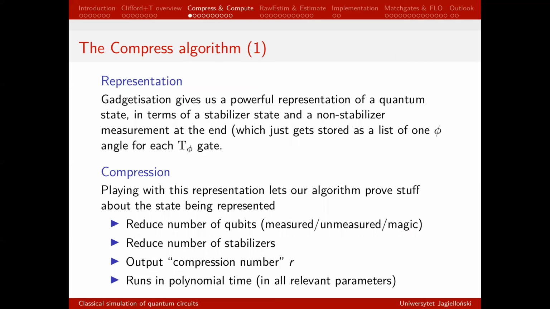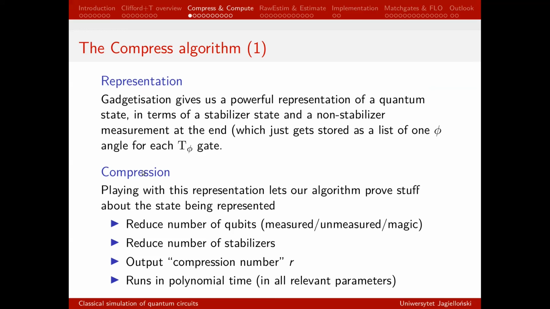And as I said before, this gives us a powerful representation of a quantum state, because a classical algorithm can prove stuff to itself about the stabilizer state, and it can prove stuff to itself about this non-stabilizer measurement at the end in polynomial time. And the stuff that the classical algorithm can prove to itself in polynomial time is basically the output of our compressed algorithm.